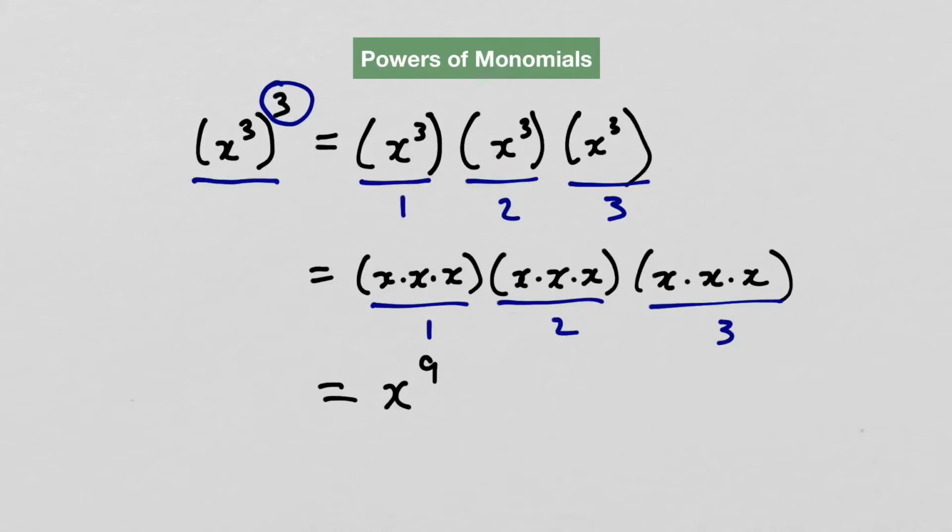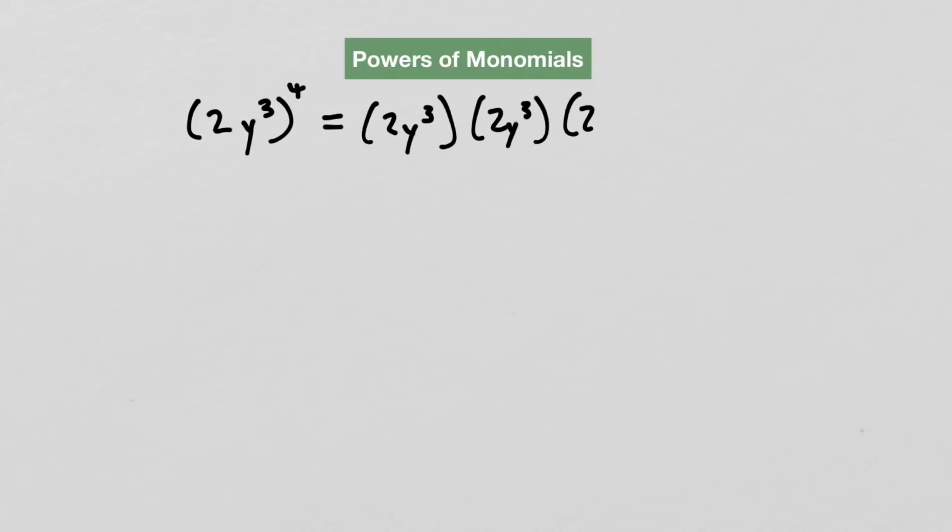Okay, so let's take a look at another example, and I'm not going to have all my notes in blue this time so that it's a little clearer. Let's suppose we have (2y to the third) to the fourth power. Okay, so this is equivalent to 2y to the third times 2y to the third times 2y to the third times 2y to the third. Okay, 4 times.